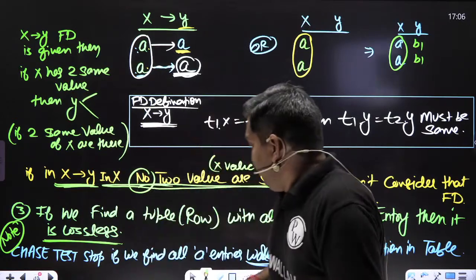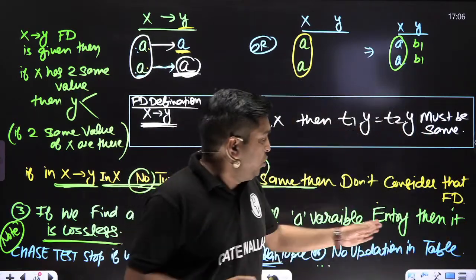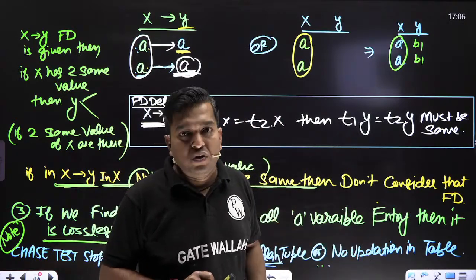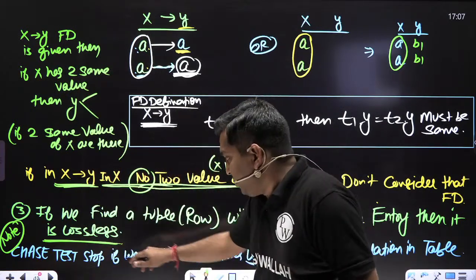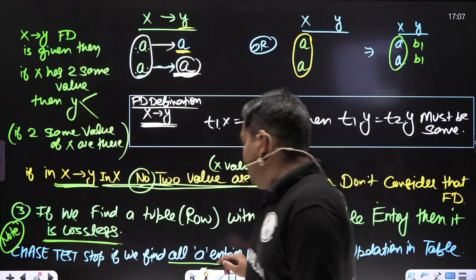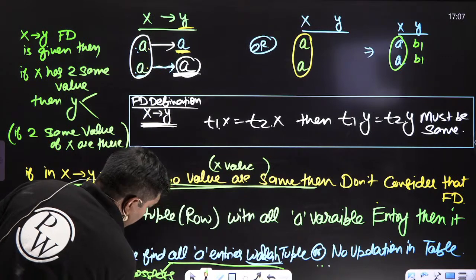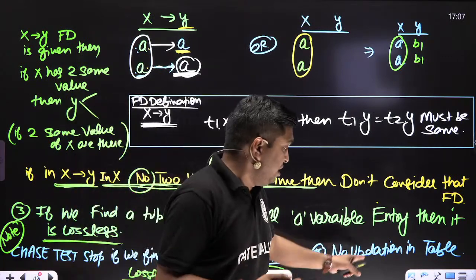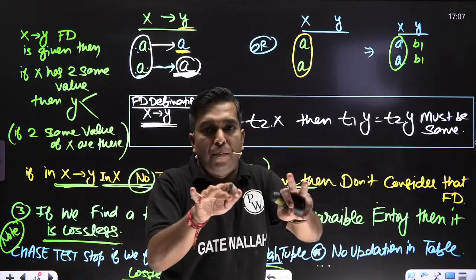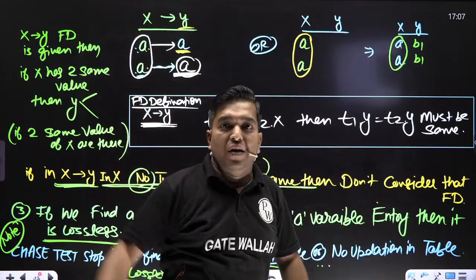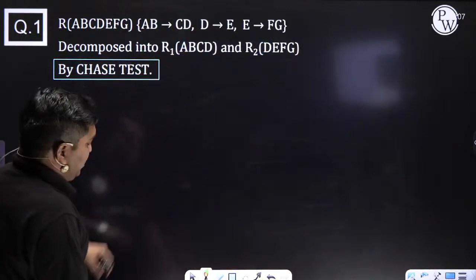What I'm telling: if you are getting a tuple with all A entries, then it will be lossless. Sorry, I only told this point: if we get all A entries, it means lossless; otherwise lossy. You update the table with the FDs but if there is no updation, then you stop, because you do not execute it till the end in the GATE examination. Okay, now here I am explaining this chase test.